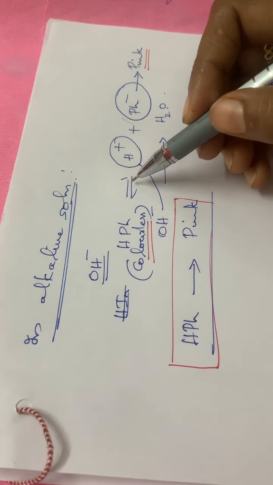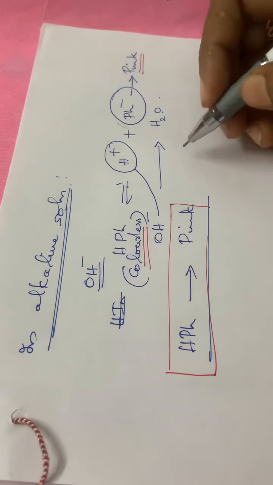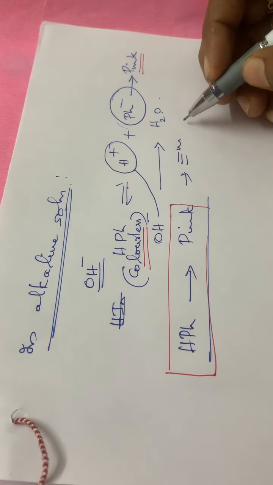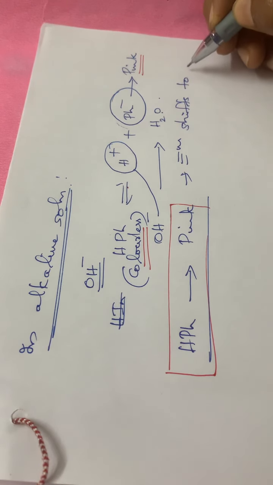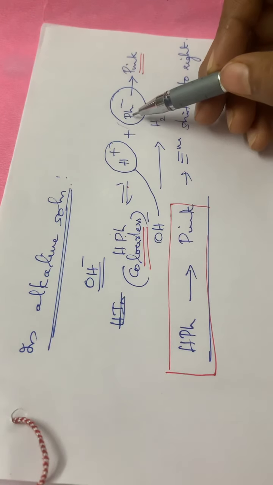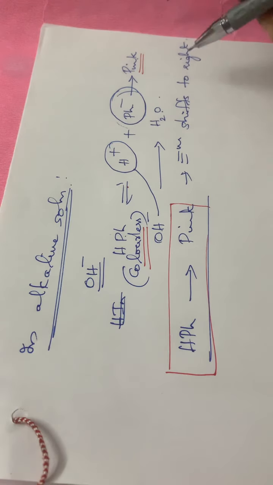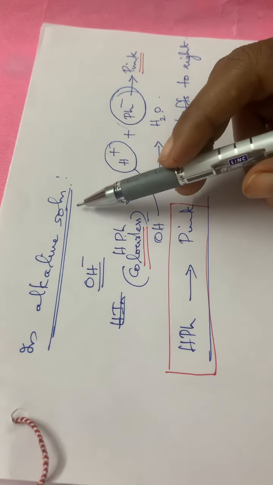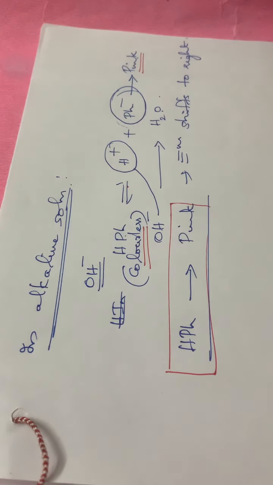So here, while we are adding an alkaline solution, the equilibrium will be shifting towards the right, isn't it? Equilibrium shifts towards right. That means more of HPH will be ionizing, and since pH minus has pink color, the solution will be pink in color. So in alkaline solution, phenolphthalein will show pink color and in acidic solution, phenolphthalein will be colorless. Hope you are clear with this.